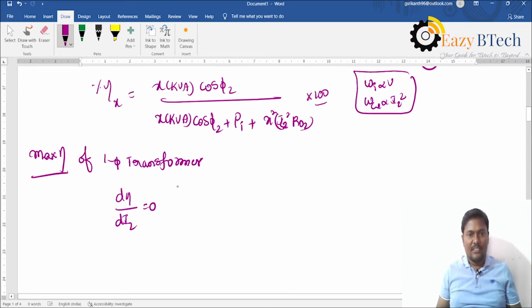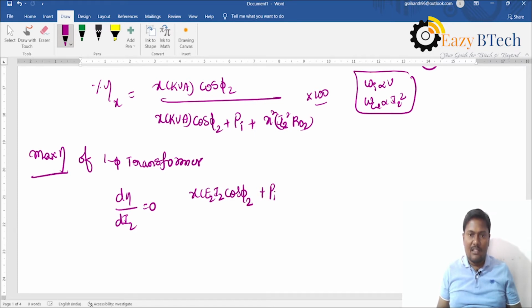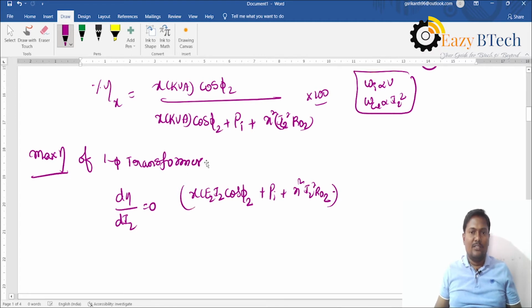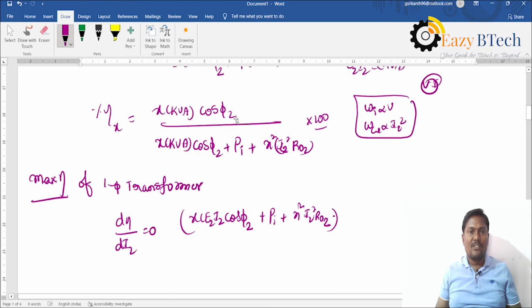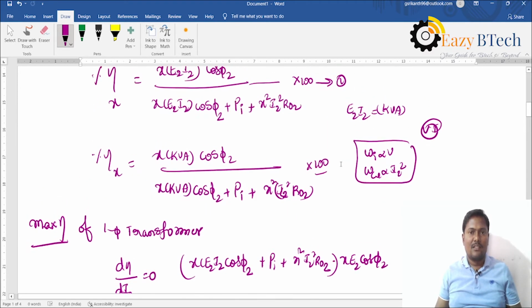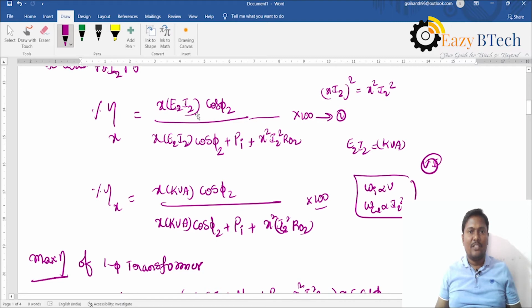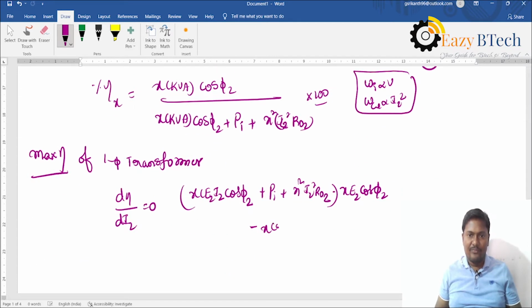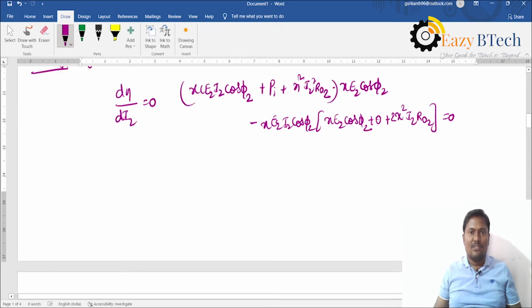So by using the u by v method, x times of E2 I2 cos phi 2 plus iron losses plus x square times of I2 square R02, into derivative of x E2 I2 cos phi 2, which is x E2 cos phi 2, minus u v dash, x E2 I2 cos phi 2 into derivative of this, which will be x E2 cos phi 2 plus iron losses, differentiation is 0, plus x square, 2 x square I2 R02, is equal to 0.